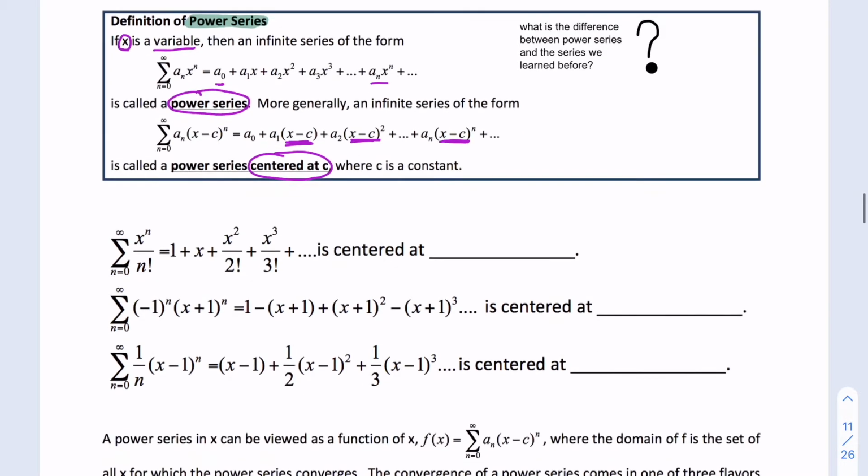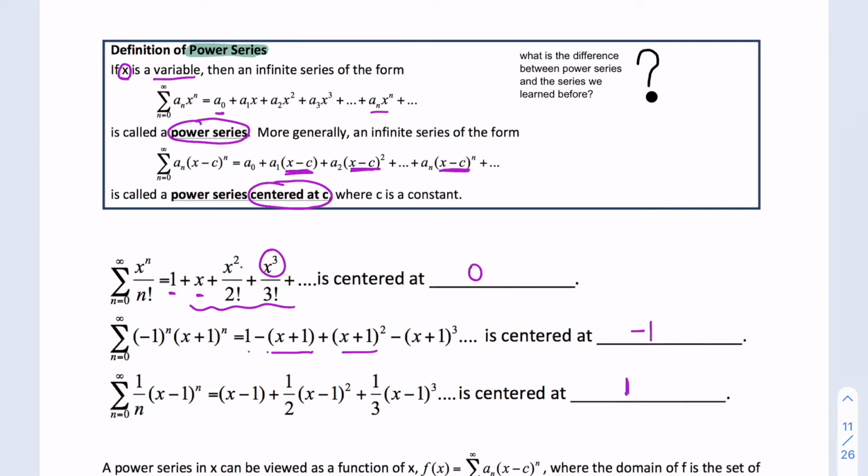For example, this series, if we expand it, 1 plus x, x squared, x cubed, this is a power series. This one, 1 minus x plus 1 to the first, x plus 2 squared, this is also a power series. So the center here, if you look at here, center is 0. And here, center equals negative 1. And center here equals 1.